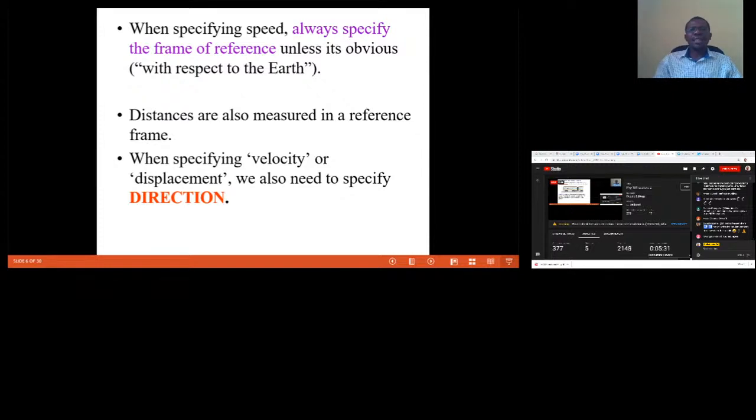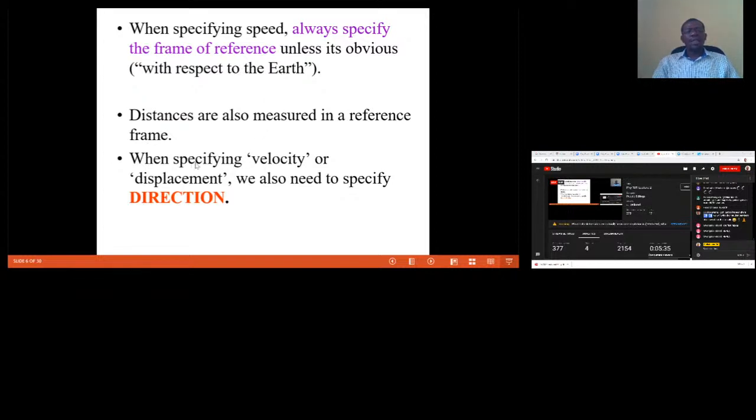Of course, there are times when it is very obvious. When, for instance, the car is moving at 100 kilometers per hour, and the train is moving at 60 kilometers per hour, without specifying the frame of reference, in that particular case we are assuming that it is obvious that we are measuring with respect to the earth, with respect to the ground.